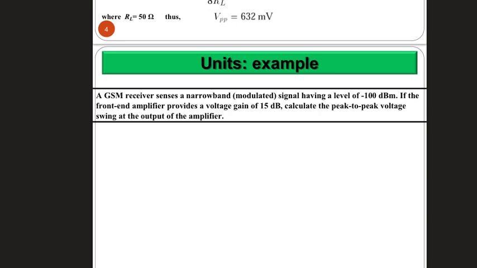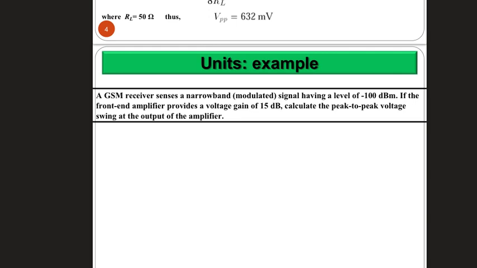Okay? And typically for narrow band modulated signals, it's a sinusoid with slight variation, so we can assume the power is the power of the sinusoid. Most of the power is carried actually in the sinusoidal signal itself. We don't care about the small variations caused by the amplitude modulation. Anyways, what you care about is a signal going into a GSM receiver, and the signal has a level of minus 100 dBm. So this is the power of the signal coming to the GSM receiver.